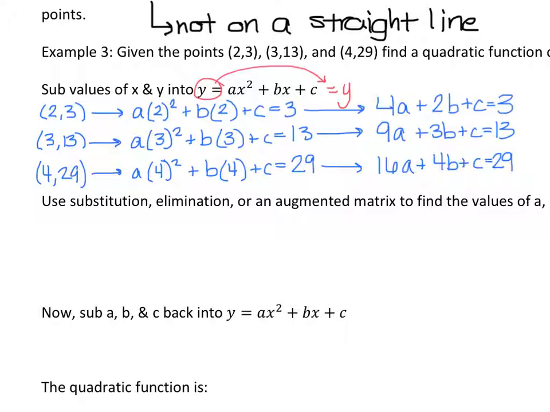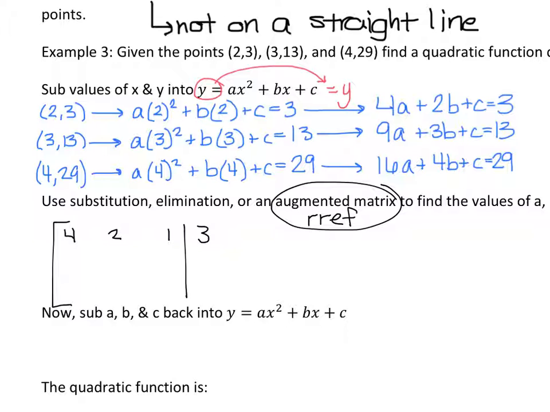All right. What is the operation in the calculator that you use for augmented matrices? 3 by 4, second matrix. You go into the math part and you look for RREF. Remember that for an augmented matrix. So while you put your matrix into the calculator, I'm going to write it out. So you'll have 4, 2, 1, 3, 9, 3, 1, 13, 16, 4, 1, and 29.